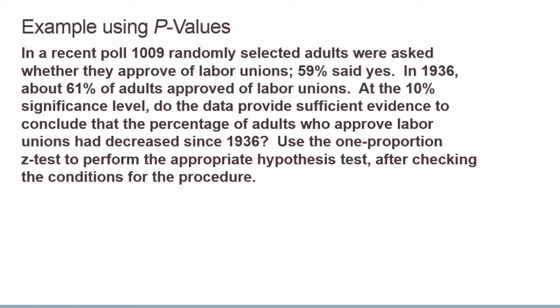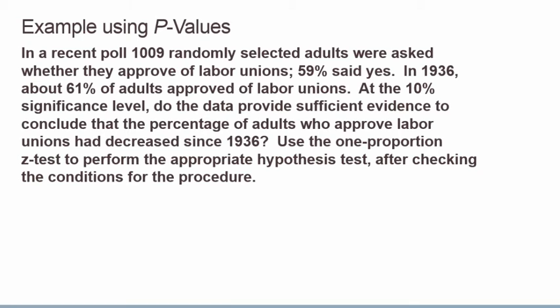Example using p-values. In a recent poll, 1,009 randomly selected adults were asked whether they approve of labor unions. 59% said yes. In 1936, about 61% of adults approved of labor unions. At the 10% significance level, do the data provide sufficient evidence to conclude that the percentage of adults who approve of labor unions has decreased since 1936? Use the 1 proportion z-test to perform the appropriate hypothesis test after checking the conditions for the procedure.